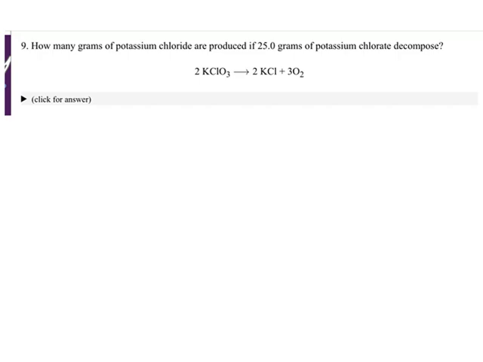Number 9 is our first one that's not involving liters or just moles. How many grams of potassium chloride? Well, this guy right here is potassium chloride. Make sure you don't accidentally select that one. So we're looking for grams of potassium chloride produced if 25.0 grams of potassium chlorate, which is this guy right here, decompose. So this is a grams to moles to gram problem.